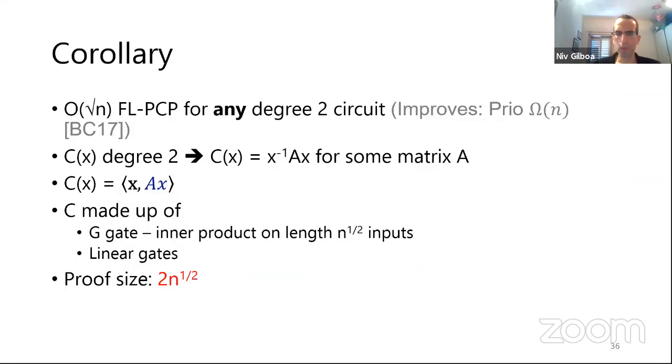The corollary we can see down below. We can get a proof size that's, I'm sorry about the n here, it should have been circuit size. It's 2 times square root of circuit size. That's the size of the statement.